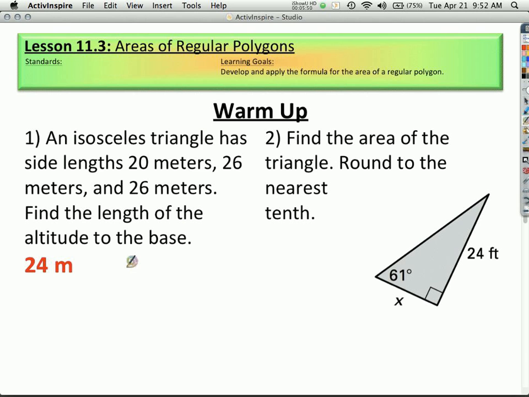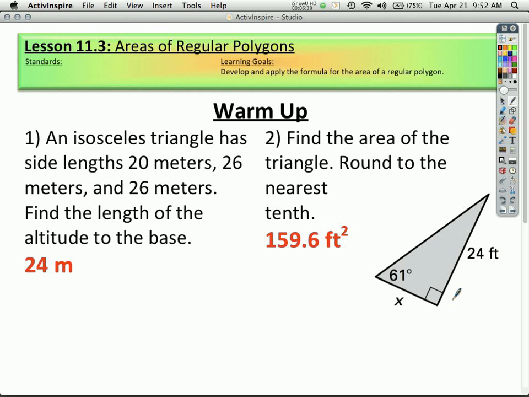Number 2, what's the area of the triangle? I've got student 13 and 16. Okay, so we have a disagreement. Student number 21, what did you get? Well, the correct answer is 159.6 square feet.